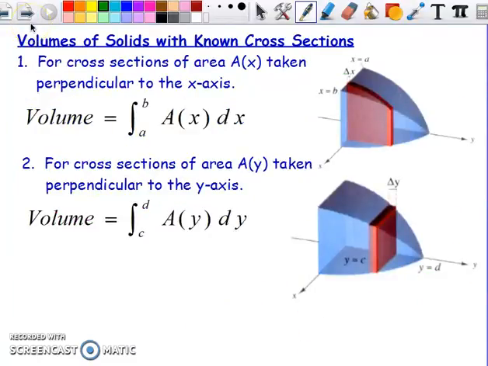Getting right into it, this is what it would look like. For cross sections of area A of x, where the functions in terms of the variable x that are perpendicular to the x-axis, the volume is equal to the integral from a to b, these are going to be x values, of a function with respect to x, and then times dx. So you're integrating with respect to x as well.